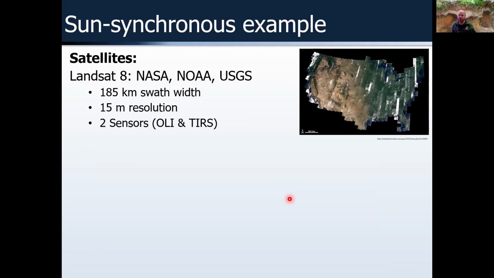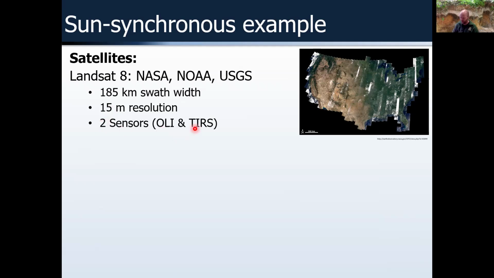So here then, a very widely used example of a satellite. Here's the Landsat 8. It is a satellite that is sun synchronous, and it is co-funded by NASA, by NOAA, and by the USGS. They collect data like a picture, and that picture is 185 kilometers wide. So that's a pretty wide picture, and it has 15-meter resolution. We'll come back to resolution in a little bit, but essentially every cell is 15 meters wide, which is pretty coarse when you think about it.